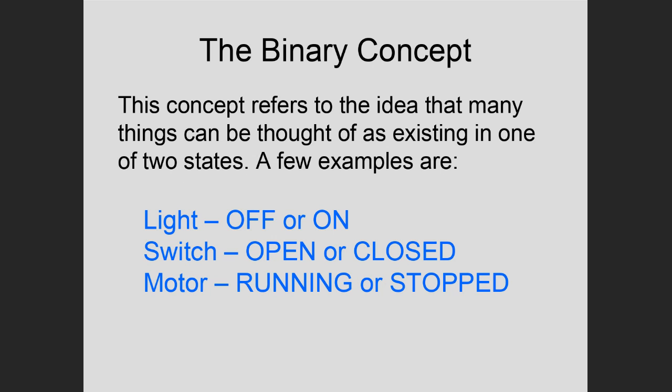But the binary concept basically means that you have one condition or another condition. But you can also think about it like this. You have certain things you want to control that can be in one state or another. For example, a light can be on or off, a switch can be open or closed, a motor can be running or not running. Anything or any system that can be in one state or another is a perfect candidate for what we call the binary concept.